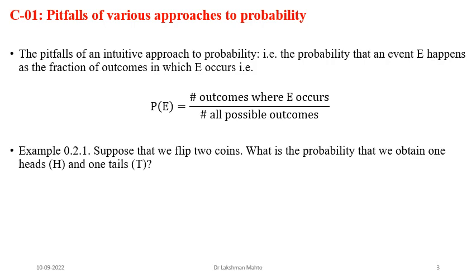One problem comes in this way. Suppose you flip two coins, and you are asked what is the probability of getting one head and one tail? You have to compute the probability of one head and one tail. One by? 1/4. 1/2. Various answers I am getting.